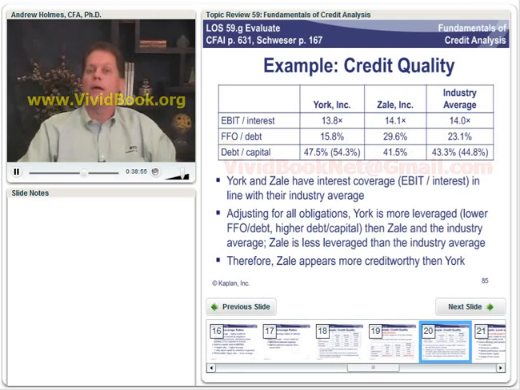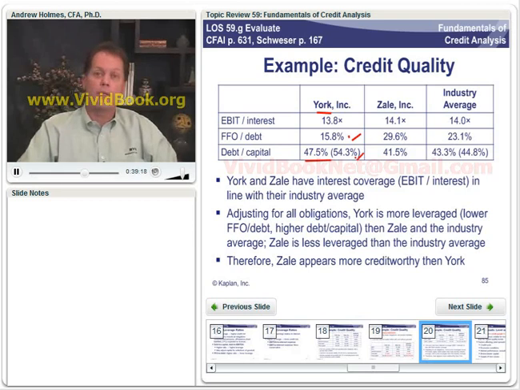So the point here is, when we look at York, we see a lower FFO to debt. That's where high leverage, meaning a big denominator, makes for low numbers. And when we look at debt to capital, a high number would indicate lots of debt, since you have debt in the numerator. Well, York has debt higher than Zale or higher than the industry average.